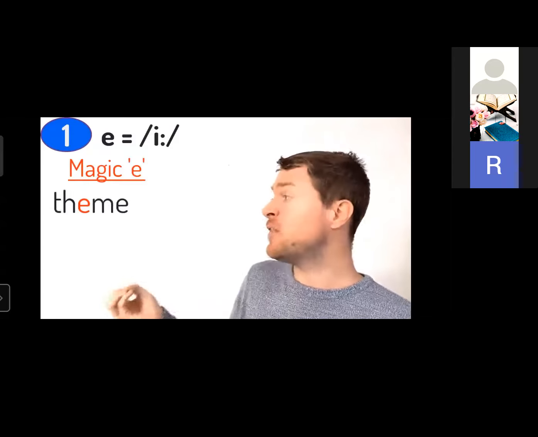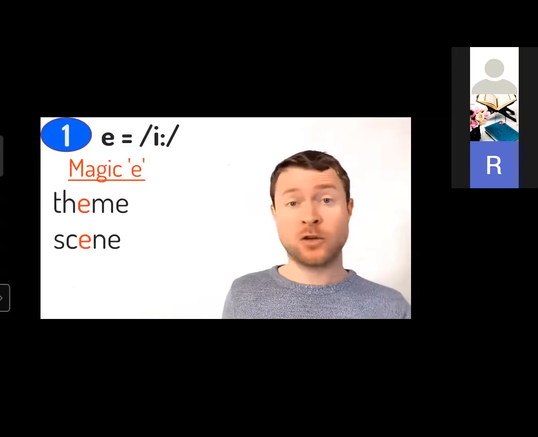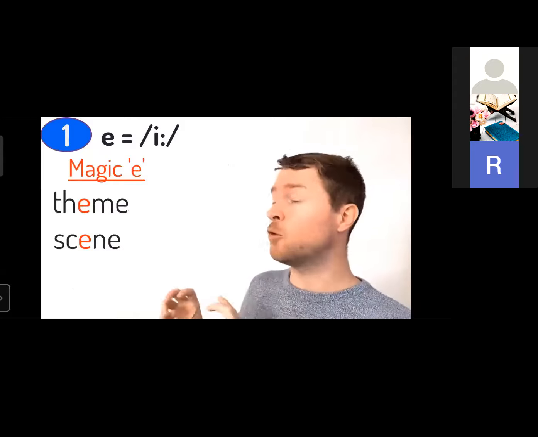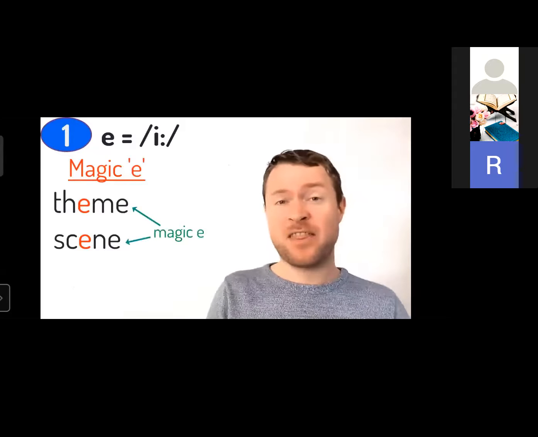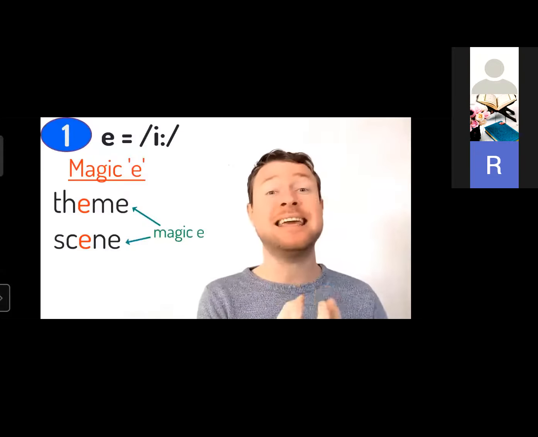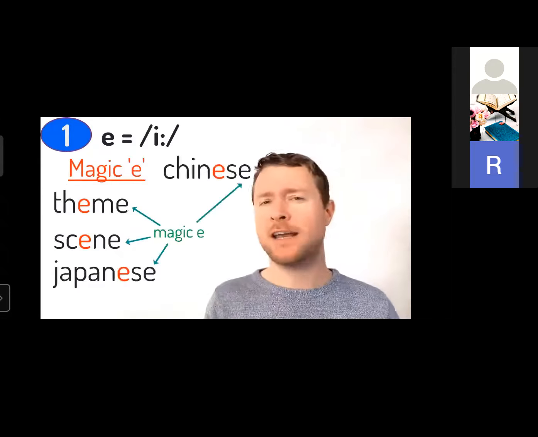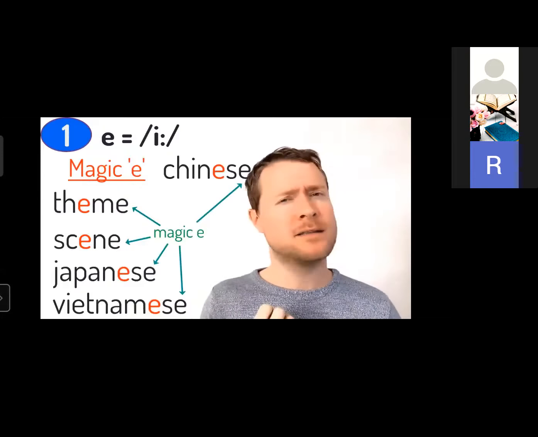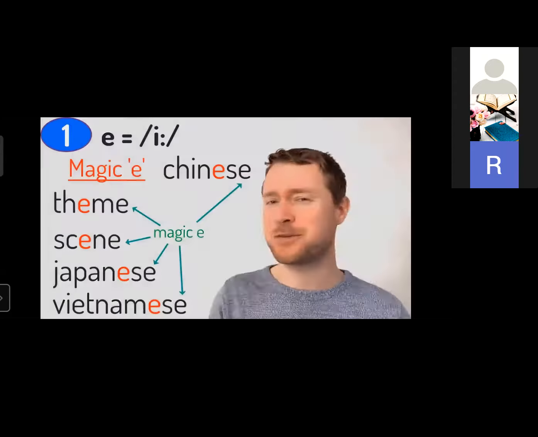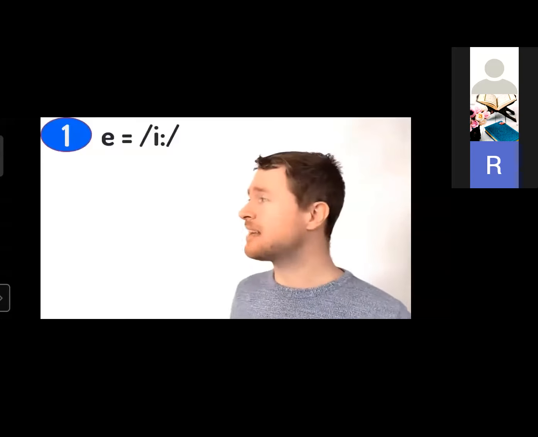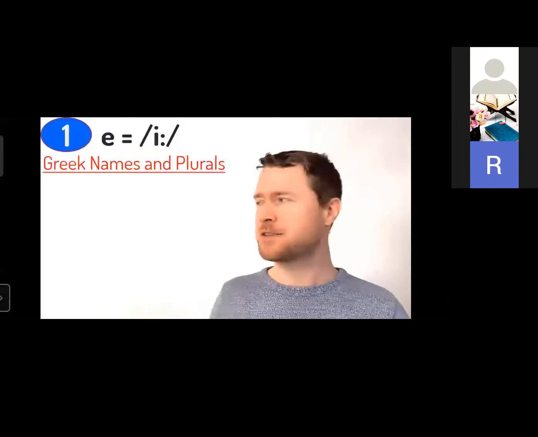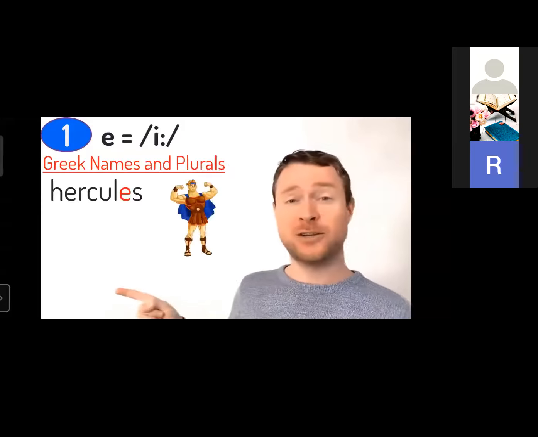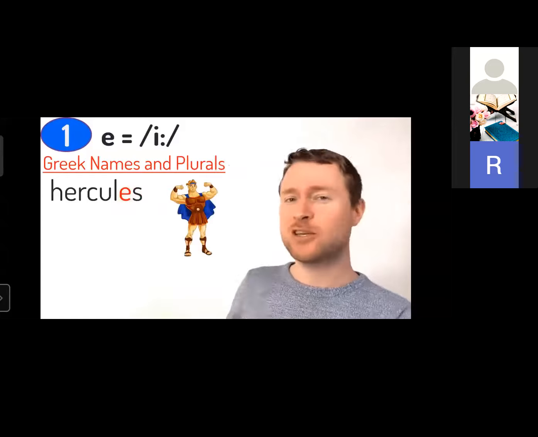But for now, look at words like theme and scene. You can also see they have E, then a consonant, and then another E. That final E is called magic E, okay? And that's one of the reasons why we pronounce these E, Japanese, Chinese, okay? Vietnamese, and theme and scene, okay? Practice those words. We also pronounce the letter E as E in Greek words. That means words in English that come from the ancient Greek language, okay? Words like Hercules, you know the really famous strongman?